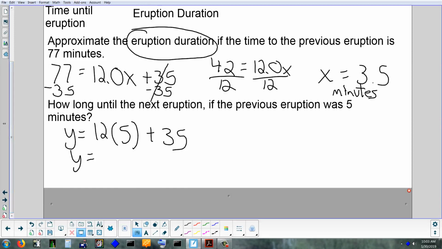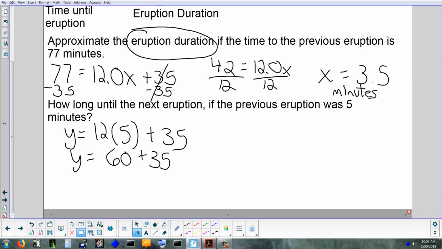Y equals 12 times 5 is 60. Whoops. I was saying 100. And that's going to equal 95? Yep. 95 what? Minutes? Yep.